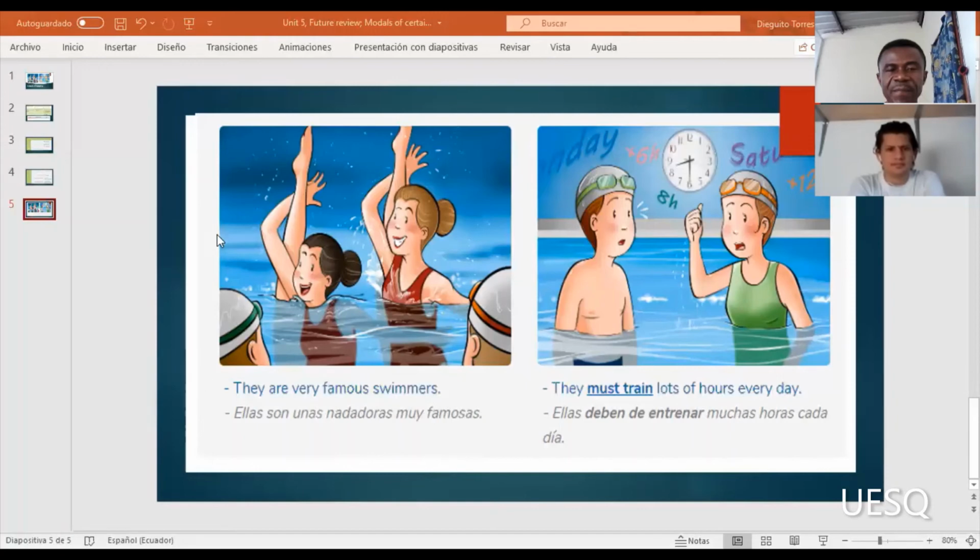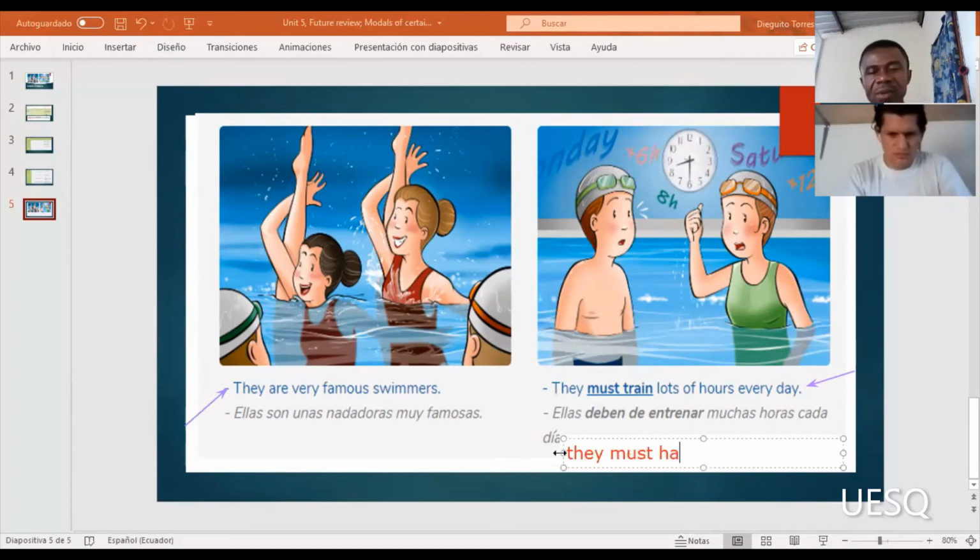Good. Now here is where you have to be very careful. They must train a lot of hours every day. In some instances, you would have added, they must have trained a lot of hours every day. Because they have been training a lot of hours every day, they are very famous swimmers. So they must have trained a lot of hours every day.